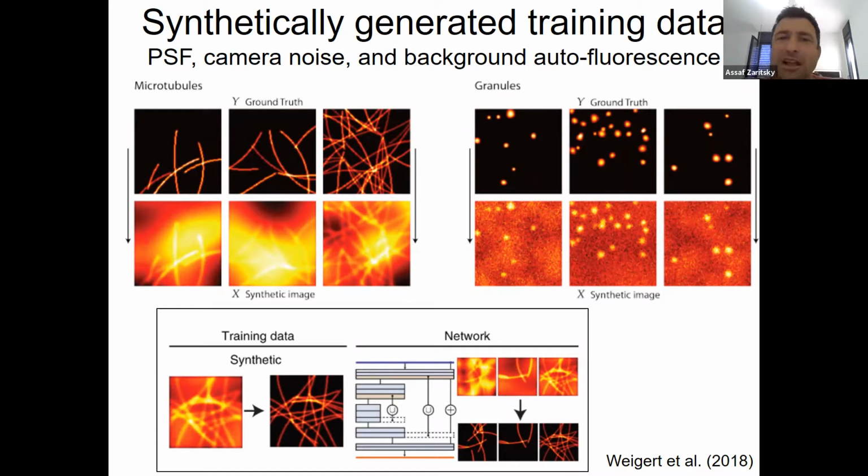And this is another object which is more puncta based, and they do the same thing. They degrade the quality of the image, and now they train a model to map from a bad quality image to a higher quality image. This is the network, and now they can take synthetic images and see how they can generate high quality synthetic images. And they can take experimental data and look at how it performs there.